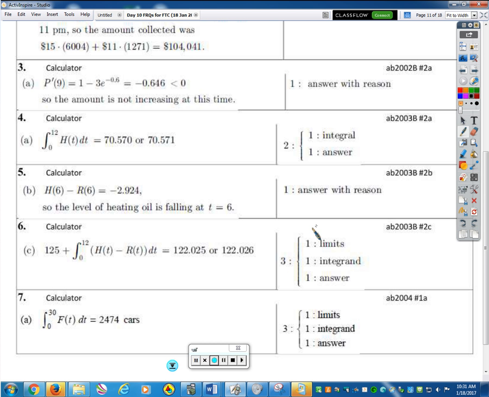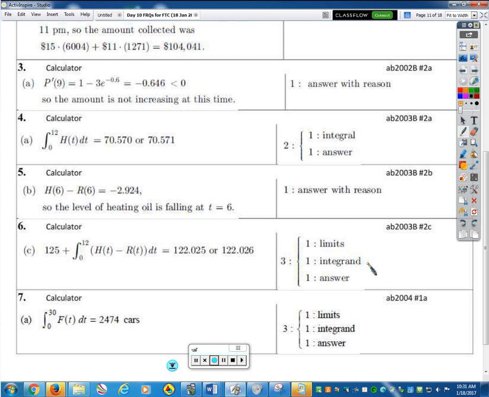You get 1 point if you have the correct limits for your integral. So you literally get a point if you wrote 0 and 12 on your integral. They did it as one integral where the two things subtracted within. Totally legal. Either way, it's like derivatives, Ty. The integral of two things being subtracted is equivalent to two integrals being subtracted. So you do it either way.